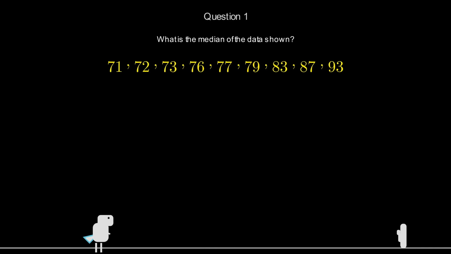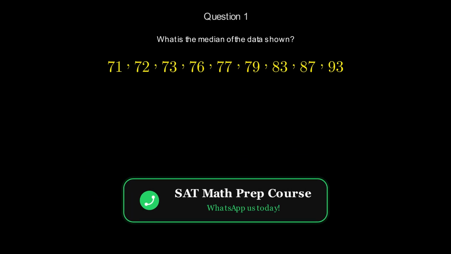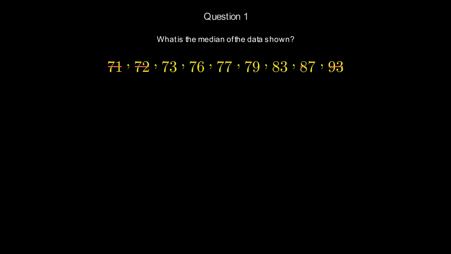Let's cross out the lowest value, 71, and the highest value, 93. Next, we eliminate 72 from the left and 87 from the right. We continue this process by crossing out 73 and 83, and then 76 with 79. After eliminating an equal number of values from both sides, we are left with one single number directly in the center, which is 77. This middle value is our median. Looking at the choices below, this matches option B perfectly, making B the correct answer.